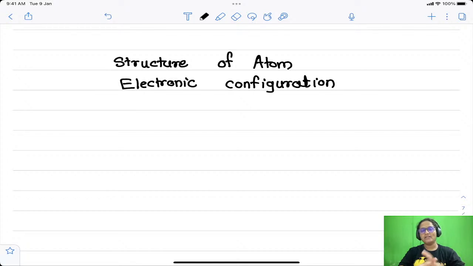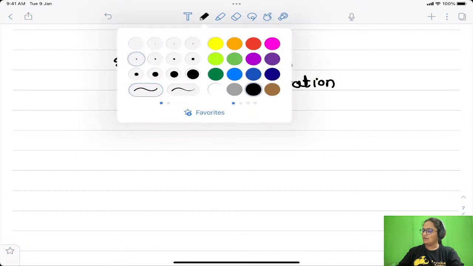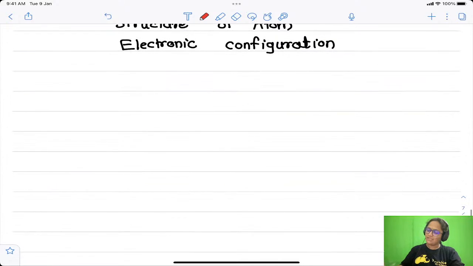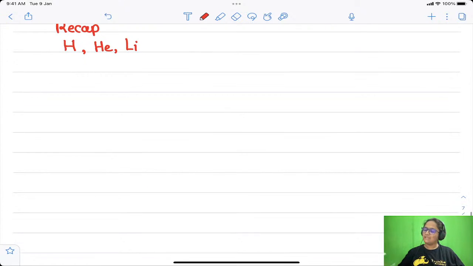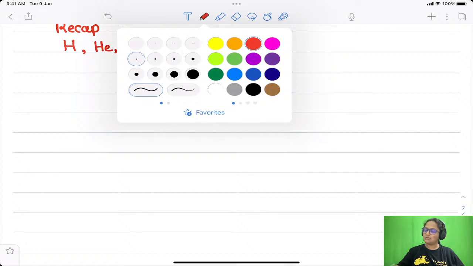I am Dr. Pallavi Kulkarni, your chemistry teacher, and today we are going to discuss the next part from the chapter structure of atom, and that is electronic configuration. If you remember, in the last class we discussed the electronic configuration of three atoms: first hydrogen, next helium, and third lithium. I explained how to draw the electron configuration with the help of Bohr's atomic model. Next examples we are going to discuss in today's class.